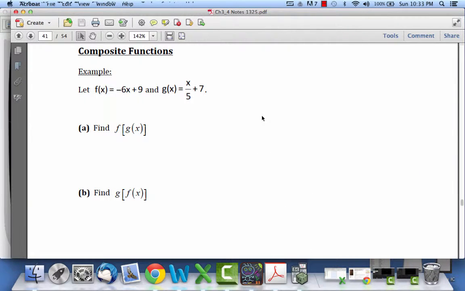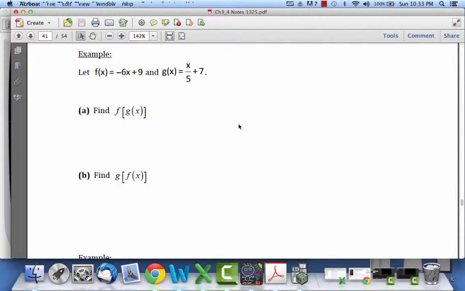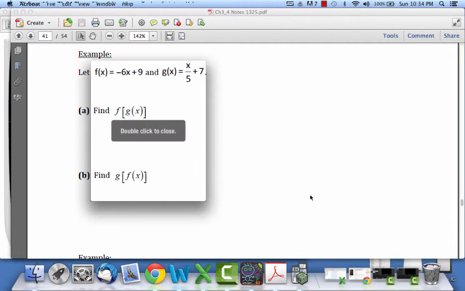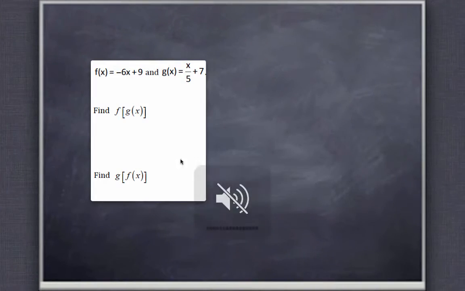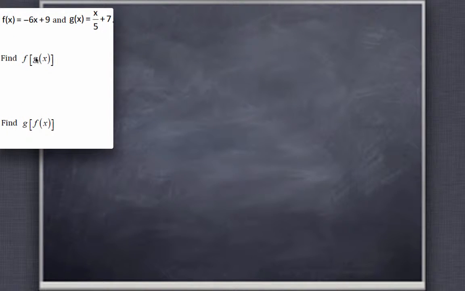Okay, so 4.3, we're going to talk about the chain rule, which has to do with composite functions. So this first part's a little reminder about composite functions. So this first one, there are two ways to do this. You can plug in g of x first, or you can write f with g of x in it.